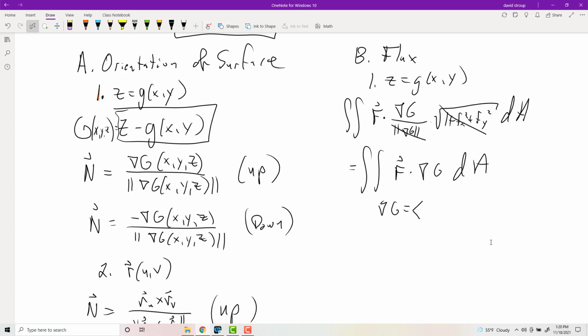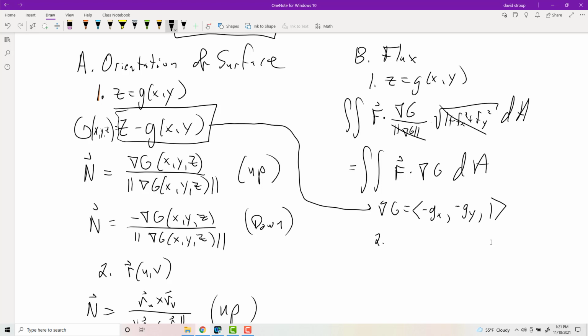equal to negative g with respect to x, comma, negative g with respect to y, and then 1. Okay, where did I get that? It's from just taking the gradient of that thing and plugging in the components. Okay, and this is the upward version.